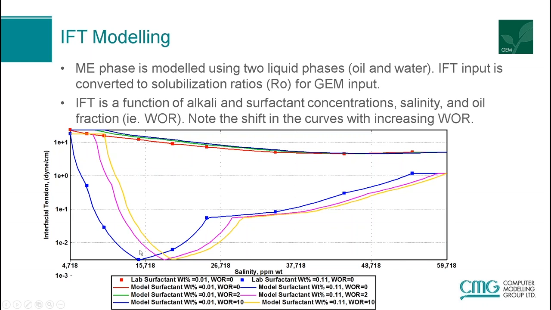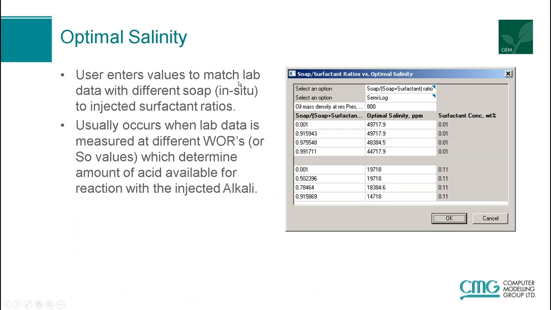And we can see also 3 curves corresponding to the 3 different water-oil ratios. So you can see the shift in the optimal salinity. At a water-oil ratio of 0, the optimum salinity is around 15,000. And then as the water-oil ratio increases, we see a shift to the right of the optimal salinity. Now in GEM, the optimal salinity table is input as a function of soap over soap plus surfactant ratio. An example is given here for the same data that we saw on the previous plot. We see that there are 2 different tables required, one for each surfactant concentration.